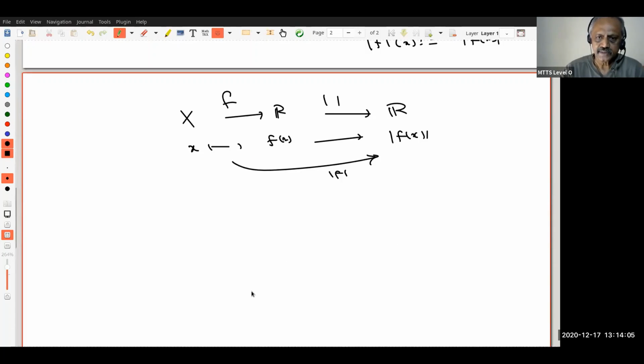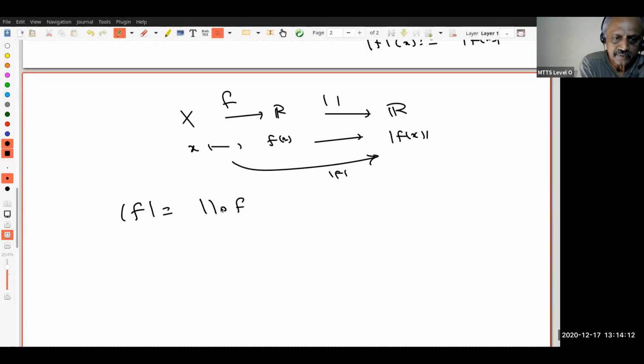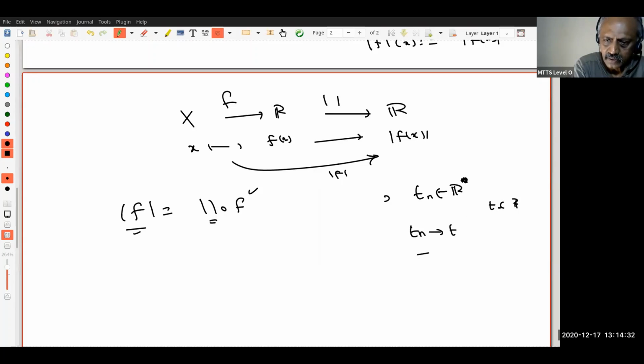You understand this? Therefore, mod f is the composite of two functions: absolute value function composed with f. This is just the absolute value function. Now we know f is continuous. To prove the composite is continuous, I have to check whether the absolute value function is continuous, but all of you know that. Okay, just to be on the safer side, suppose T_n is a sequence of real numbers, and T is in R. What do you have to check? If T_n converges to T, I have to check whether mod T_n converges to mod T.